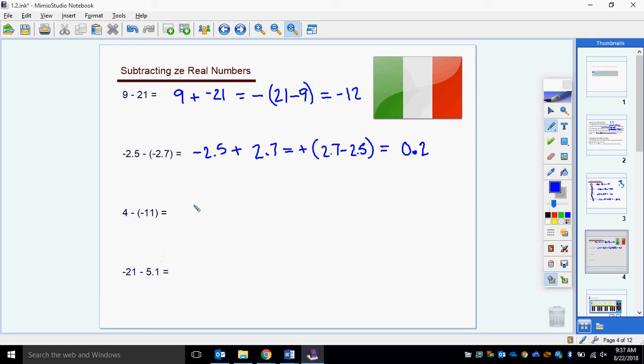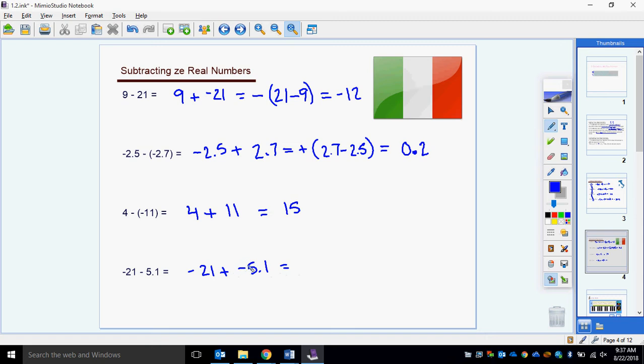So again, let's change this one. For minus negative 11, I want to change to addition and take the opposite of the sign of 11. 4 plus 11, that one's easy, you get 15. Down here, keep the first number the same, change subtraction to addition, and change the sign of 5.1. It's positive, so I'm going to make it negative.